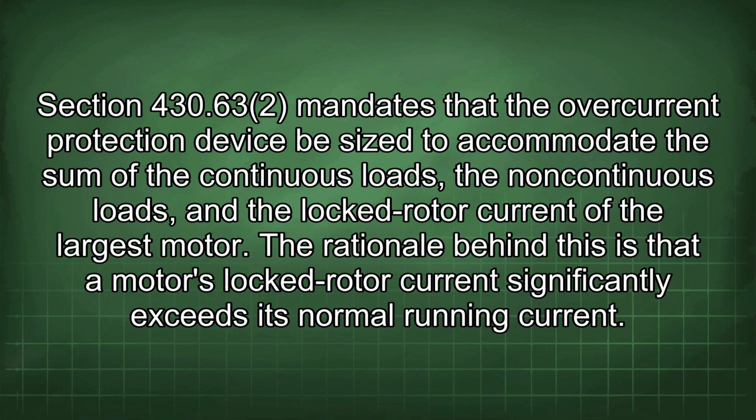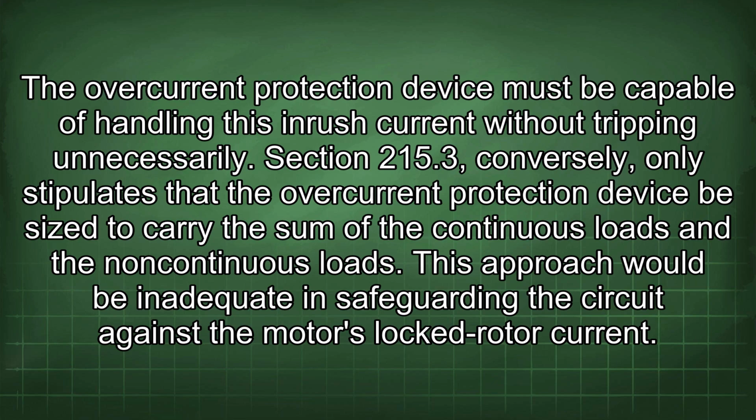Section 430.63 mandates that the overcurrent protection device be sized to accommodate the sum of the continuous loads, the non-continuous loads, and the locked-rotor current of the largest motor. The rationale behind this is that a motor's locked-rotor current significantly exceeds its normal running current. The overcurrent protection device must be capable of handling this inrush current without tripping unnecessarily.